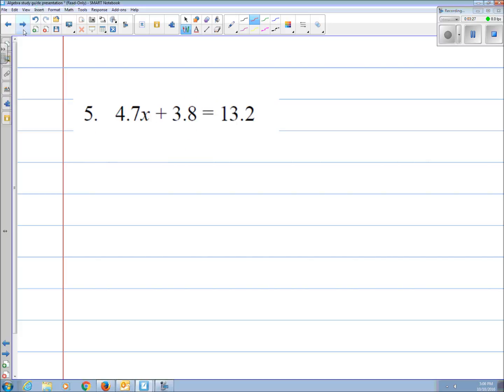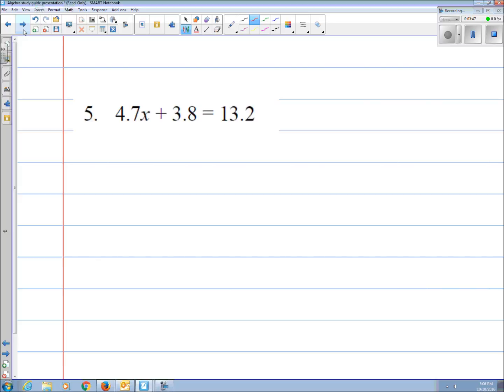Number 5, 4.7x plus 3.8 is equal to 13.2. So just because this has decimals doesn't make it any more difficult than all the rest of the problems, especially if you have a calculator that can handle those decimals.